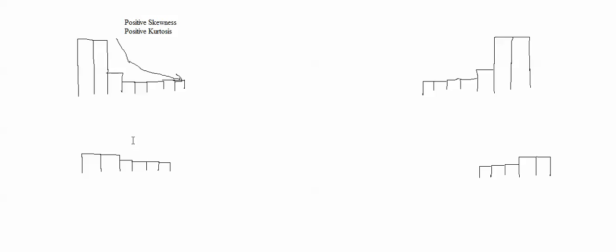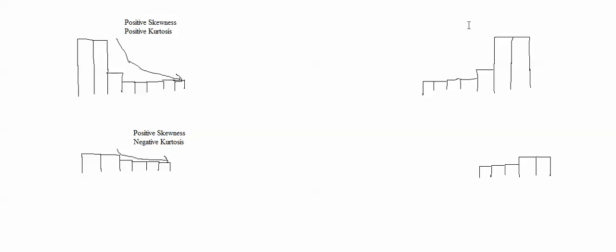This one is a positive skewness and a negative kurtosis. It has a positive skewness because it peaks at the left and trails off to the right, just like this graph did. But it has a negative kurtosis because it's flattened out.